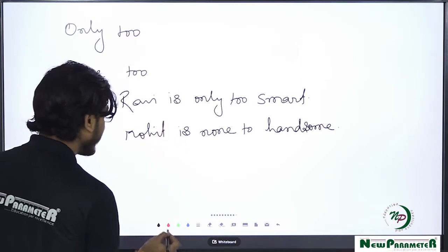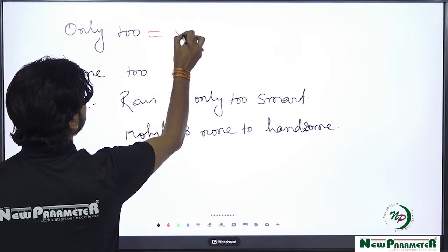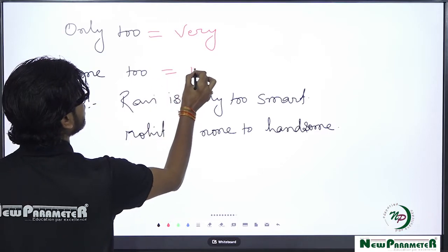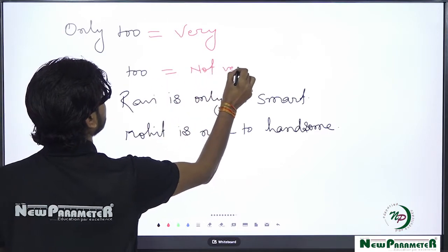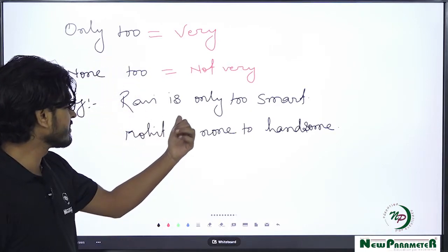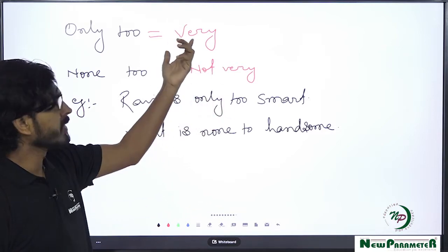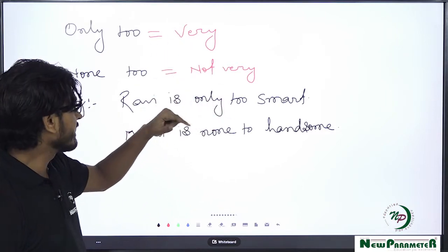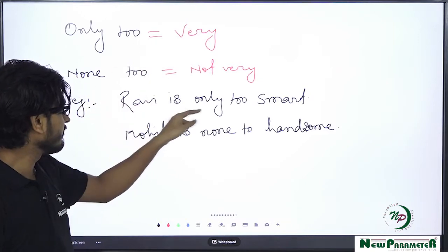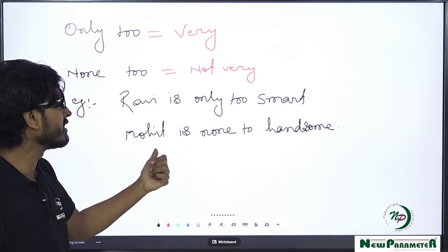Now, see the meaning of only too. Only too is equal to very, and none too is equal to not very. Now, you will say, what is the meaning of Ravi is only too smart? We can replace only too by very. But I don't say that only too is wrong. Both are equally correct. So Ravi is very smart.